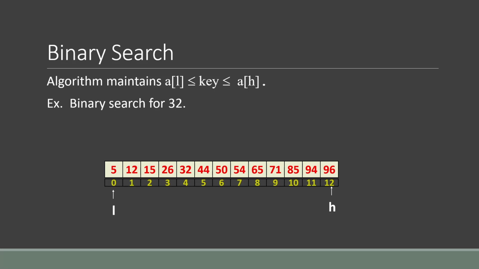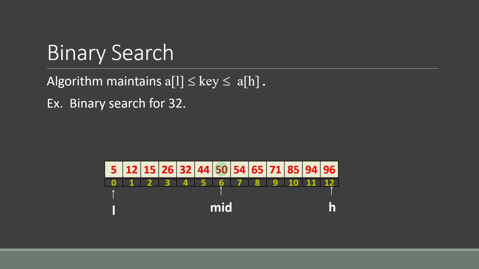How do I find the middle element? We will be using a simple formula: L plus (H minus L) divided by 2. What is the value of L? 0. That makes it 0 plus (12 minus 0) by 2, which is 12 by 2, which means 6. 0 plus 6, so the 6th location will be my middle element. What is the value in the 6th location? 50. Now the question is, is the element to be searched, that is 32, equal to 50?